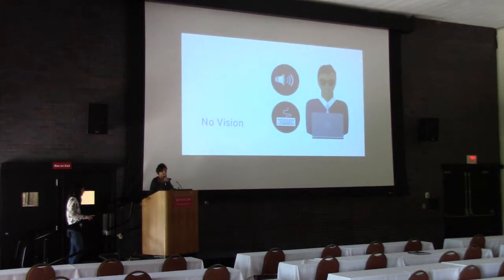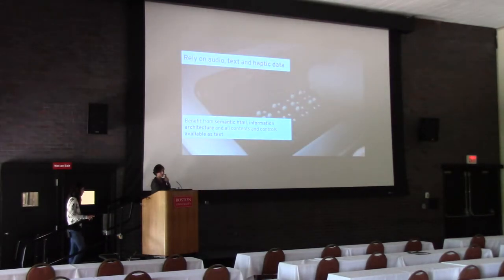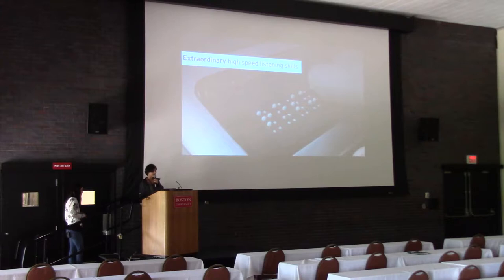So a little bit about who these people are. No-vision people rely on text, audio, and haptic data. They benefit so much from semantic HTML, information architecture, and all kinds of content and controls available as text. They have this superpower that many sighted people don't have. They're able to listen to and understand screen readers at very high speed.